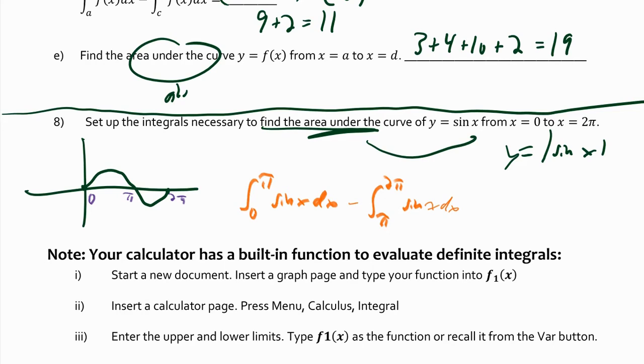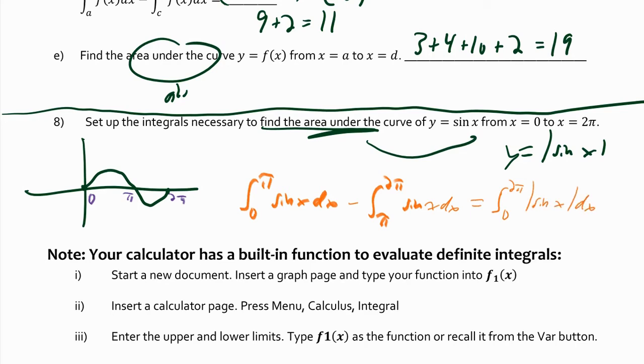If I subtract the negative area that it's already going to be, then I get this expression, which should end up being a positive number. This expression is actually equal to the integral from 0 to 2 pi of the absolute value of sine x dx.